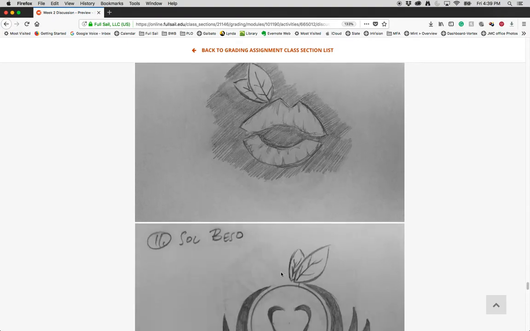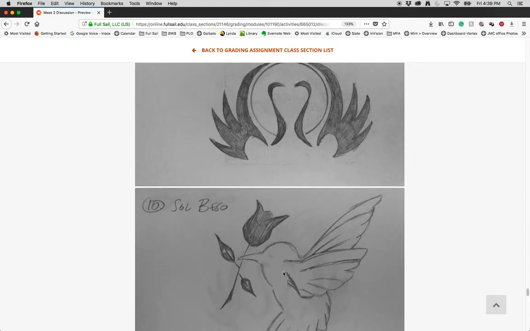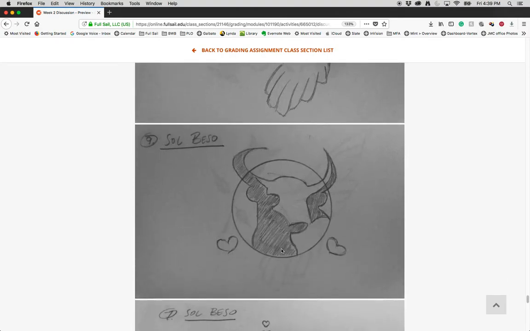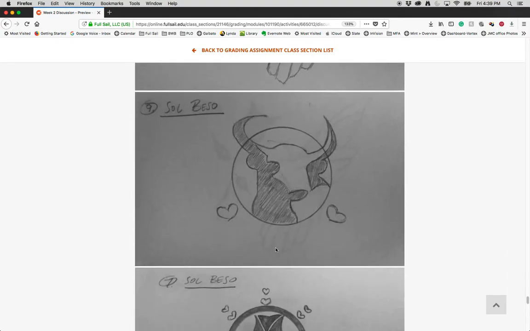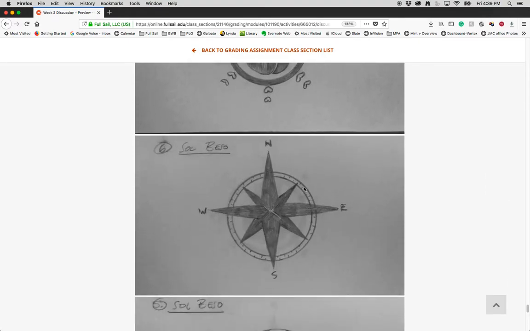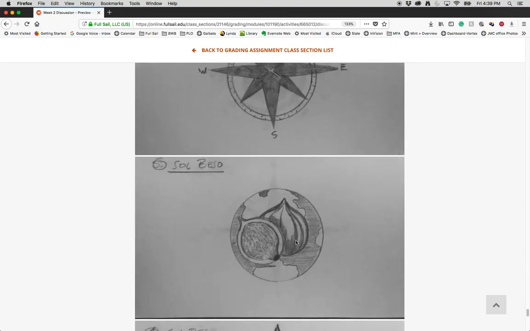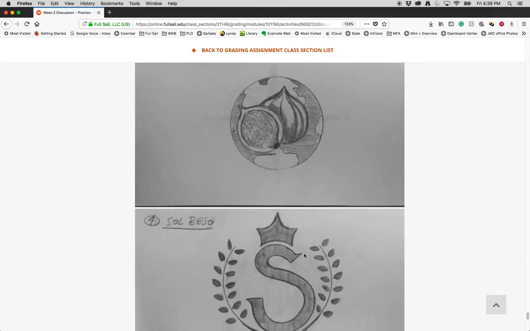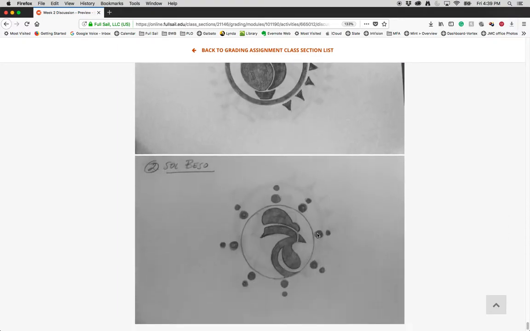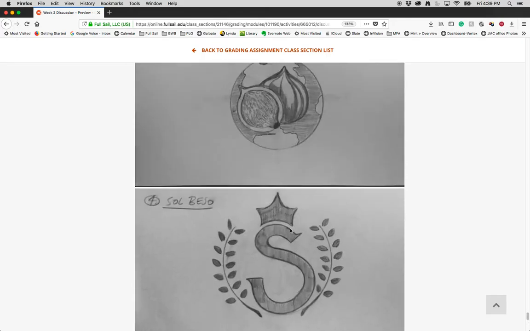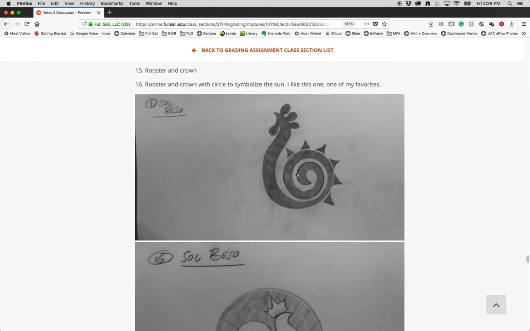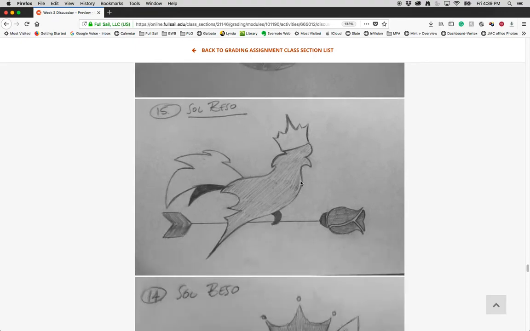Lewis, you got a lot of interesting ideas here. A lot of these are possibilities. So the hummingbird with a flower, that's nice. A bull with hearts is not something you ordinarily see, so I kind of like that too. The rose, a compass rose, the fruits on the earth, the crown on the S, that's nice. And the rooster. All right, so the rooster jumps out as your best idea, I think, especially this first one. The first three are all good.